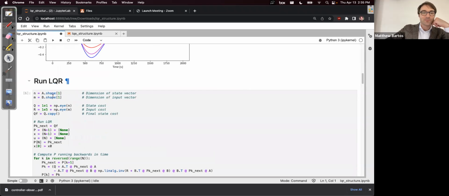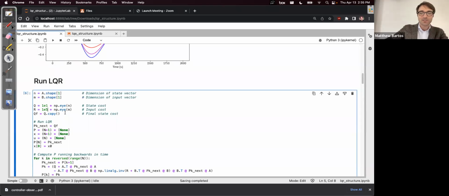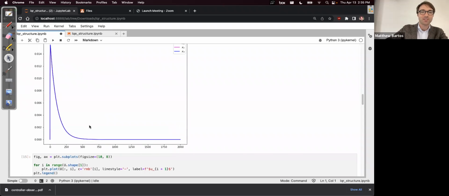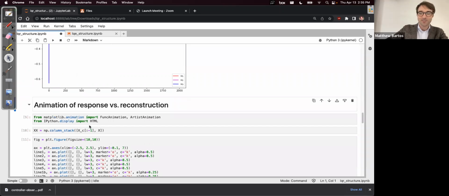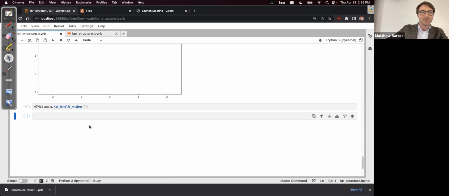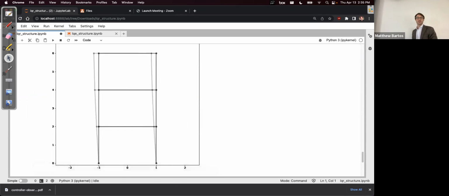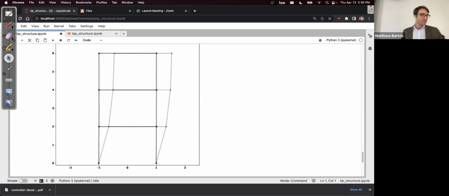And if we make the costs equal, we essentially get perfect stillness. The structure barely moves at all, but we use up a lot of control energy. So this is the case where the two cost matrices are the same. You see that the controlled structure just doesn't move at all, essentially. Okay, so that is LQR.